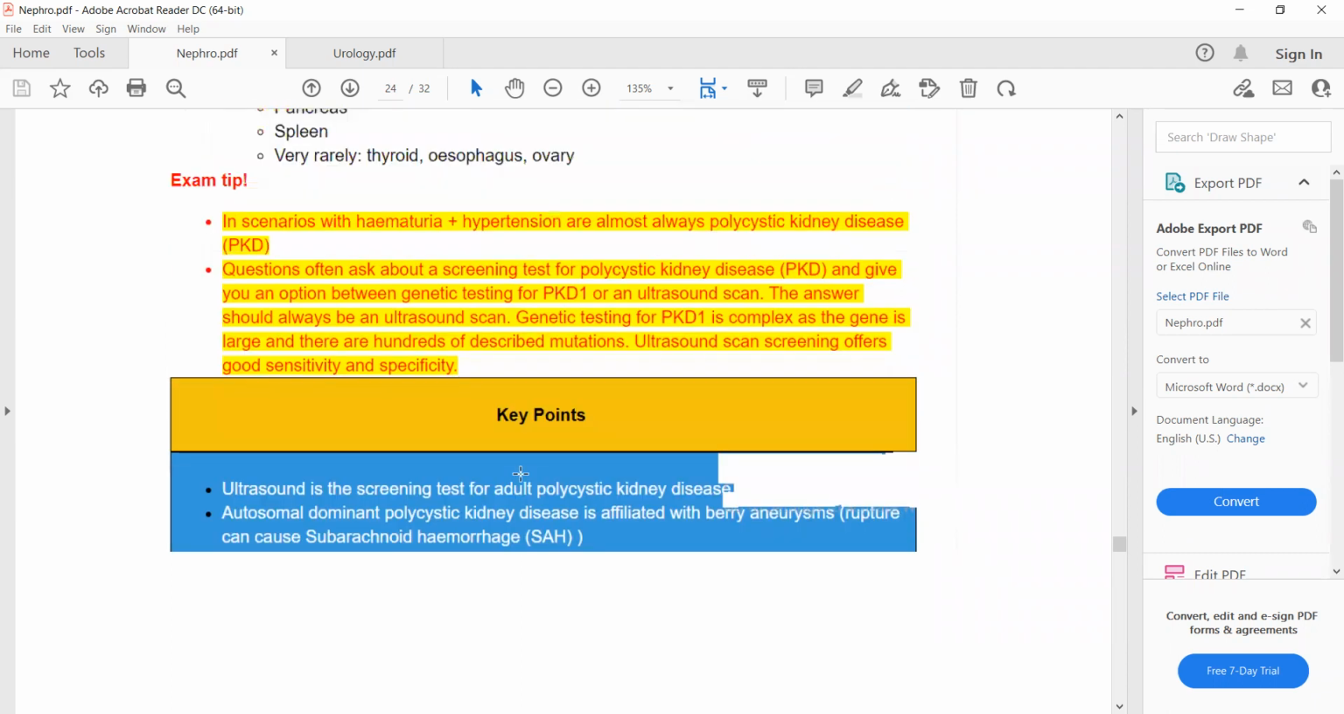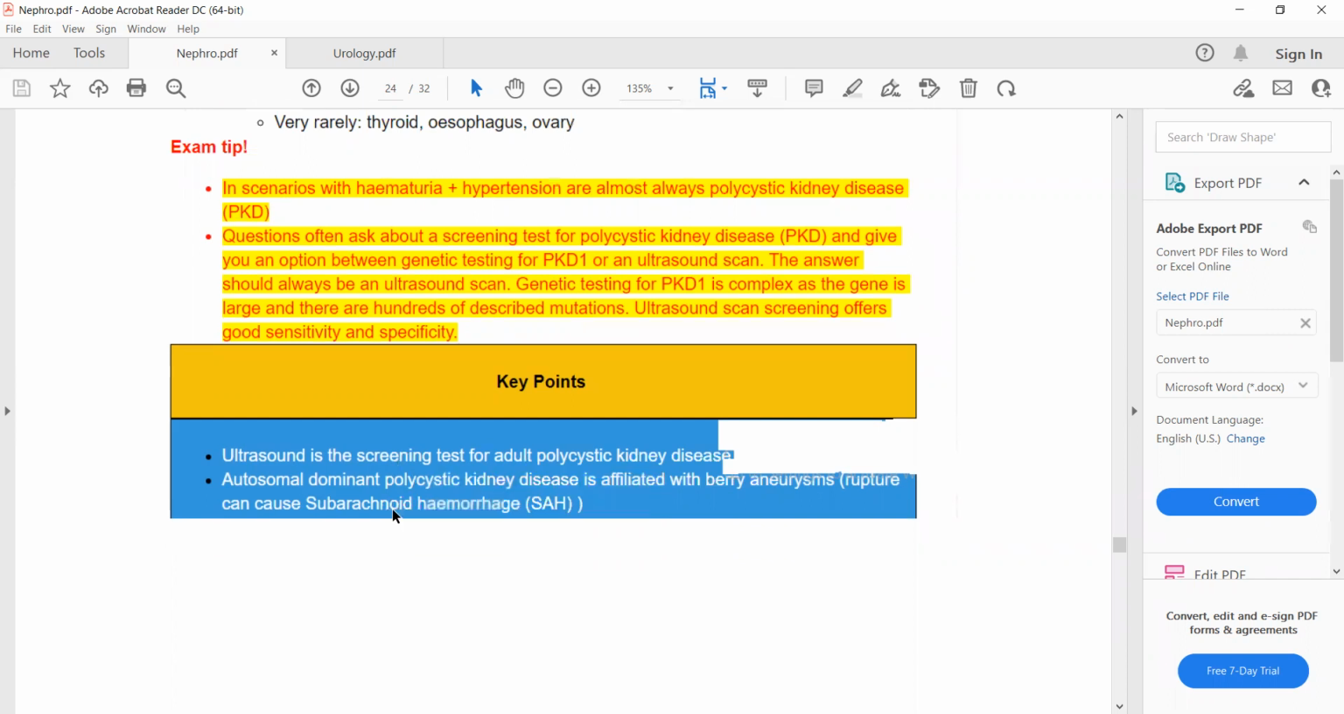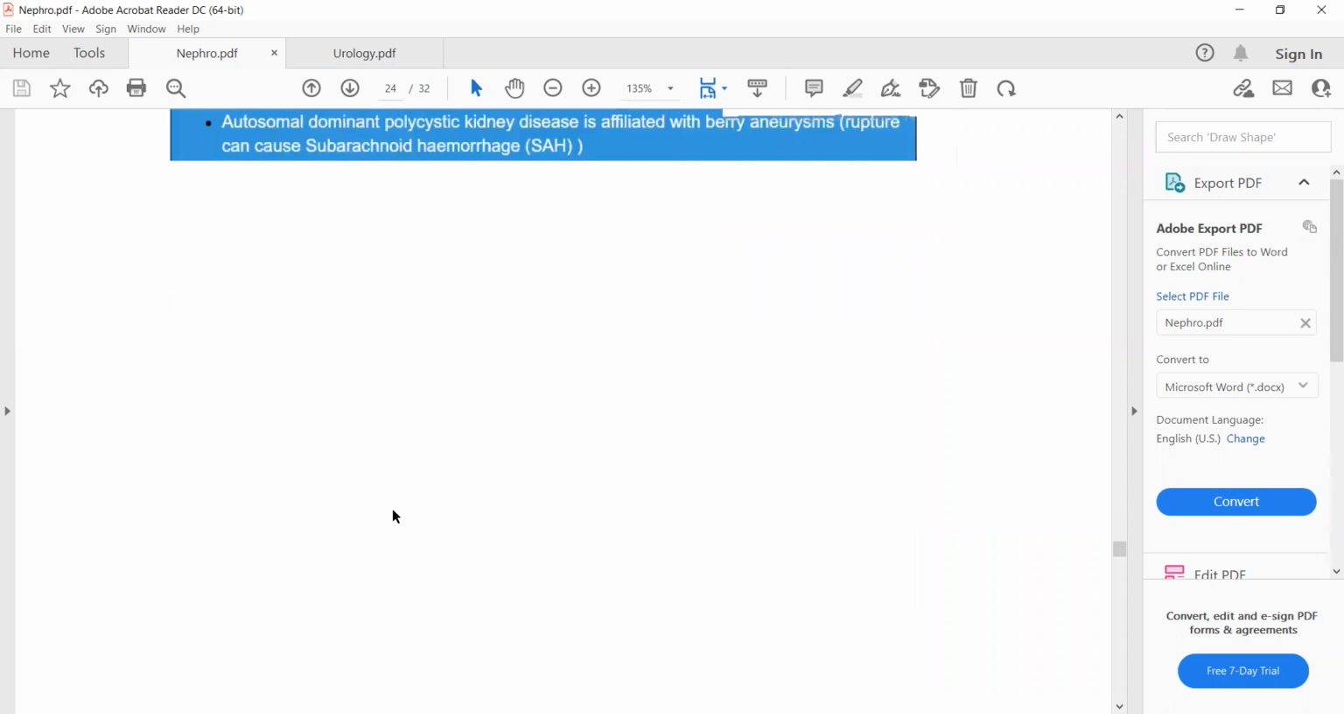So this was all about polycystic kidney disease. The points that are important to remember are that ultrasound is a screening test and it is associated with berry aneurysm, which can rupture and can cause subarachnoid hemorrhage.